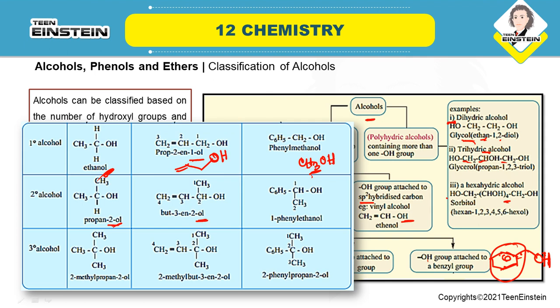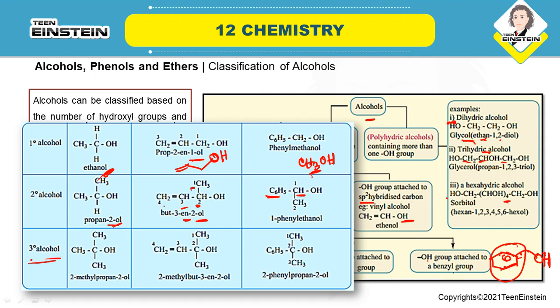Because the longest chain, if you choose, it is 1, 2, 3 and 4. So at 3 position there is a double bond, so 3-en-2-ol. And if it is a phenyl group, now it is 1-phenyl ethanol. See, now it is the derivative of ethanol, because ethanol is CH3CH2OH, and if you remove one hydrogen from this CH2 and you replace it with C6H5, it becomes 1-phenyl ethanol, that is the derivative of ethanol.